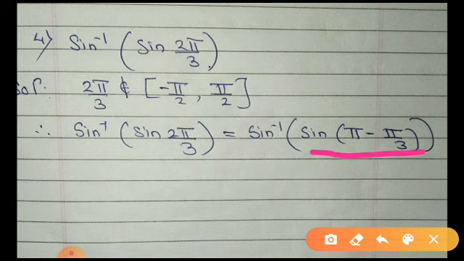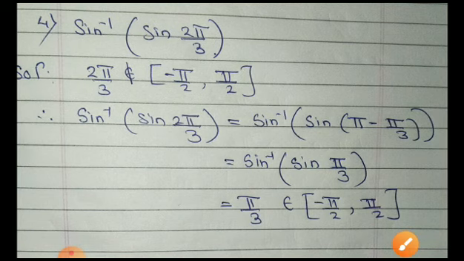Now this you can cancel, okay, because sine of pi minus pi by 3 is sine of pi by 3, and pi by 3 is the element of the closed interval minus pi by 2 to pi by 2. So this will be the principal value of the given thing, okay.